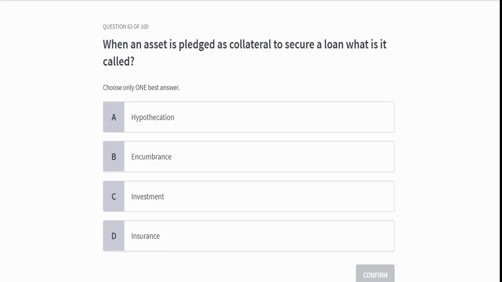Let's move on. All right, question 63. When an asset is pledged as collateral to secure a loan, what is it called? And there's 4 options. A, hypothecation, B, encumbrance, C, investment, or D, insurance. So come up with your answer on this one. I'm curious to see how you guys do on this one. This is a little bit of an interesting one. Here's some time for you guys to think it over.